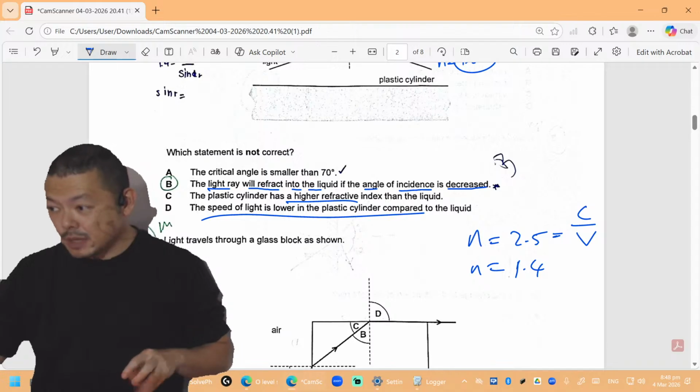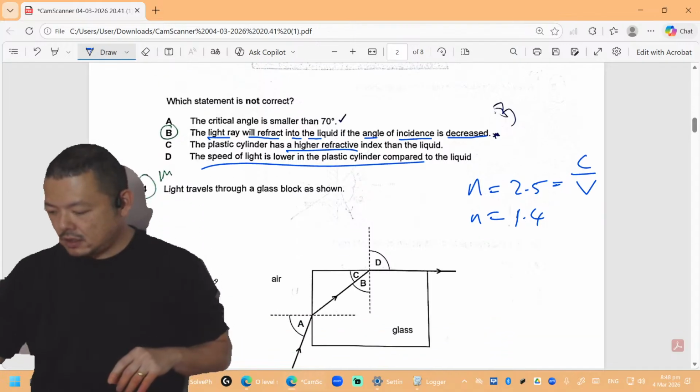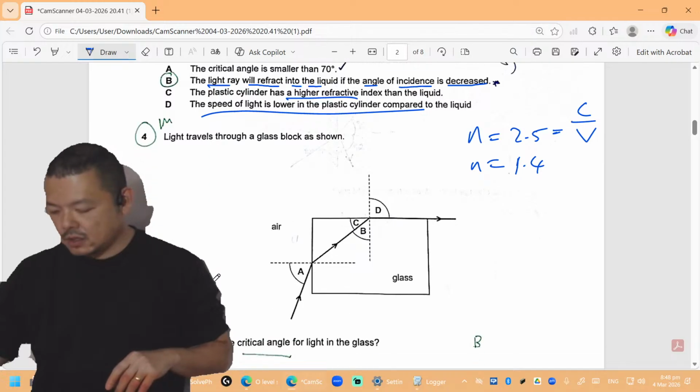Don't mix up diamond and prism. No, it's not.